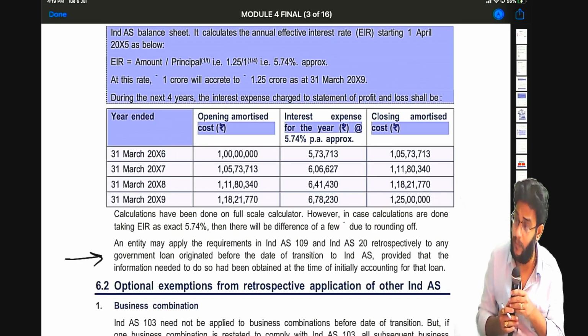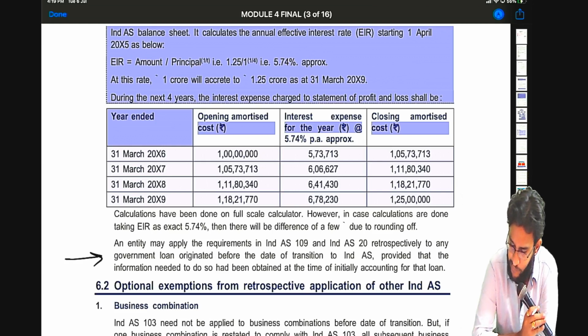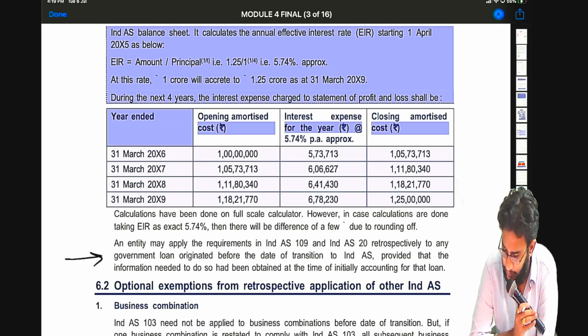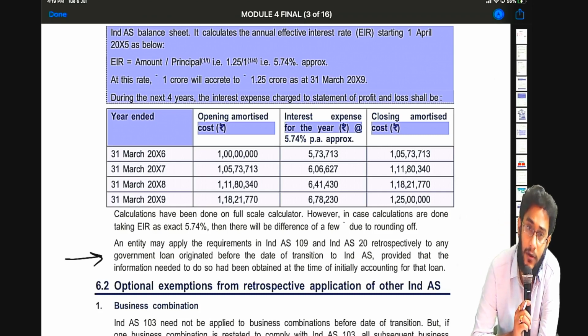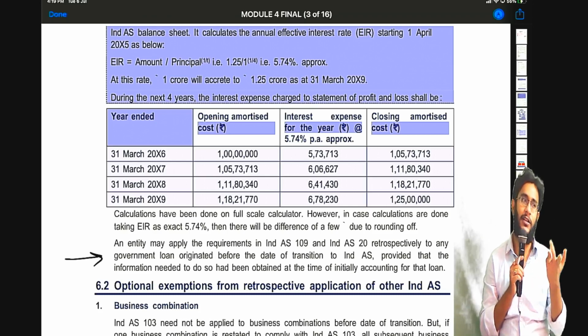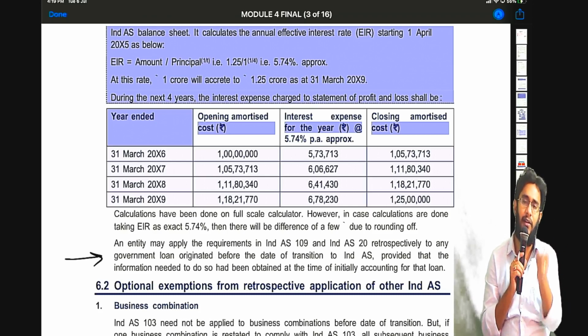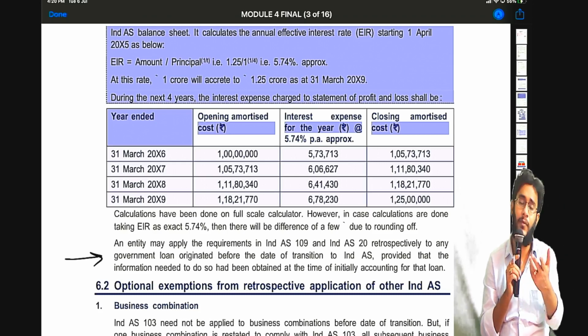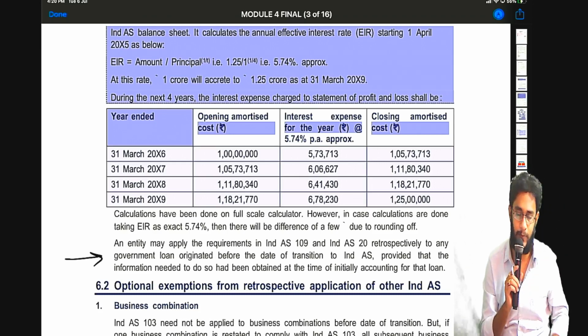And look at this exception. An entity may apply the requirements in Ind AS 109 and Ind AS 20 retrospectively to any government loan originated before the date of transition to Ind AS, provided that the information needed to do so had been obtained at the time of initially accounting for that loan. So for splitting a loan into these two components, all I need is the market rate of interest. If you obtained that information originally only, then you can do a retrospective effect also.